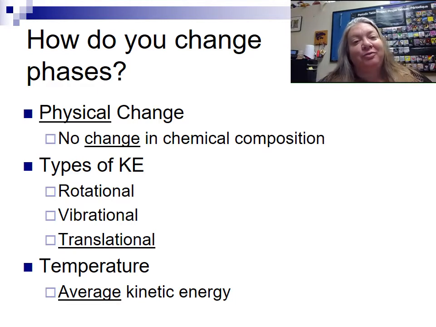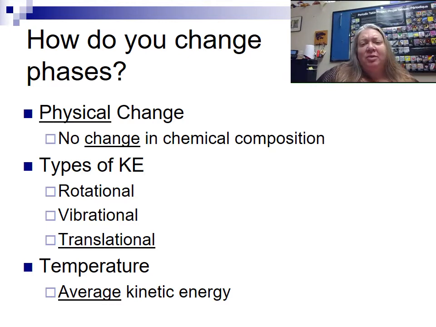So as you go from one phase to another, we want to look at how the kinetic energy is going to change. The kinetic energy is the energy of motion. As you go from one state of matter to another, that is a physical change. There's no change in the chemical composition. It's still exactly the same compound, but it has different amounts of energy. That's all we're really looking at.